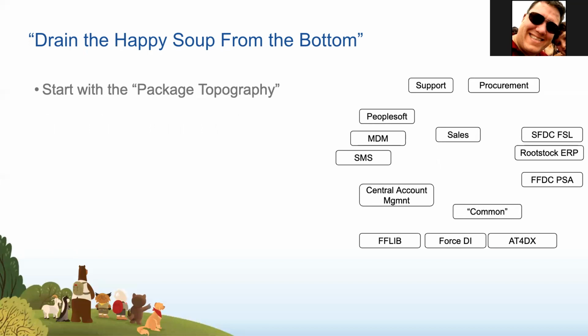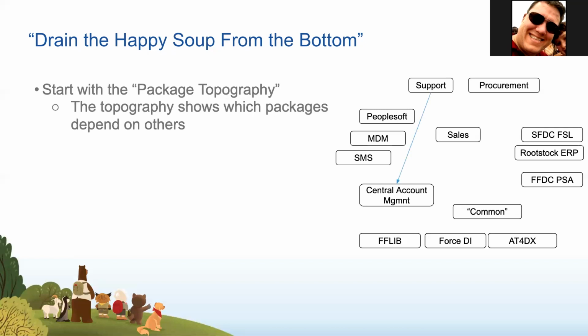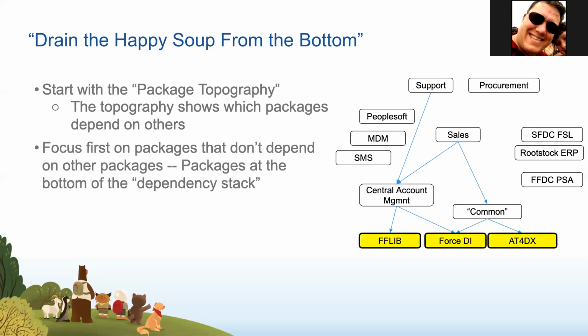Yes. All right. When you go through the exercise and figure out all these different packages that are out there, you have to throw them up on a whiteboard to see what the topography looks like. What does the landscape look like, how do these connect? So I took all these and just randomly threw them up because, next point, it shows what packages potentially depend on others. For example, the support package probably has some dependency on the central account management package. Next one, please. And sales might depend on central account management, but maybe it also has a dependency on the common. At this point, you're guessing what it will be, but that's okay.